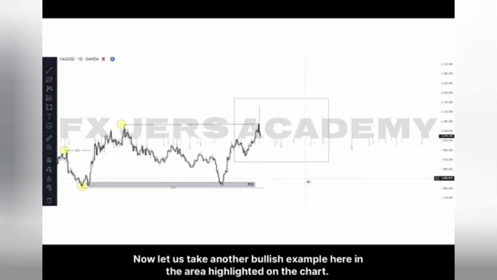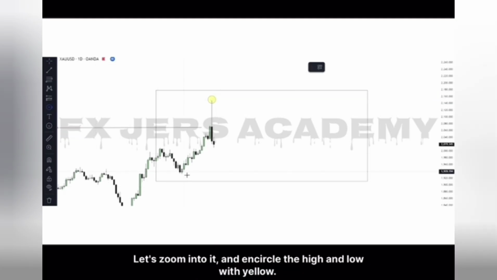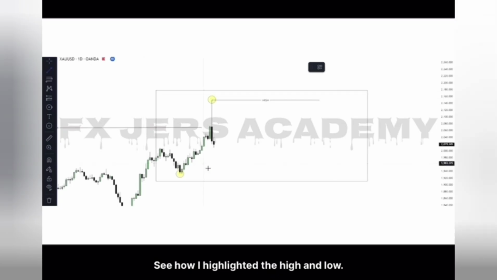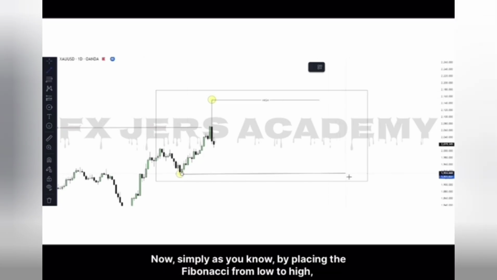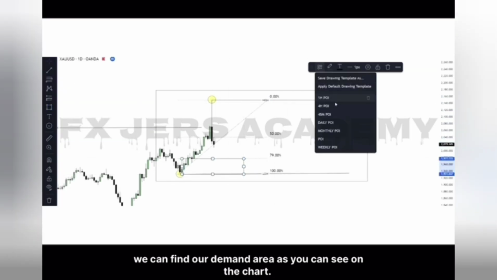Now let us take another bullish example here in the area highlighted on the chart. Let's zoom into it and encircle the high and low with yellow. See how I highlighted the high and low. Now, simply as you know, by placing the Fibonacci from low to high, we can find our demand area, as you can see on the chart.